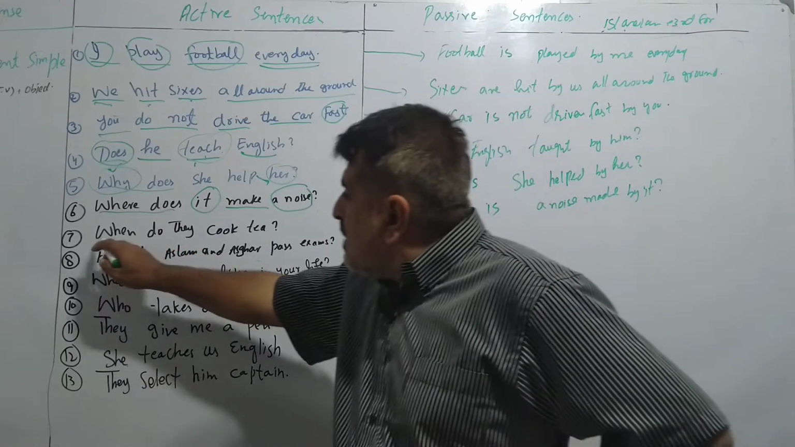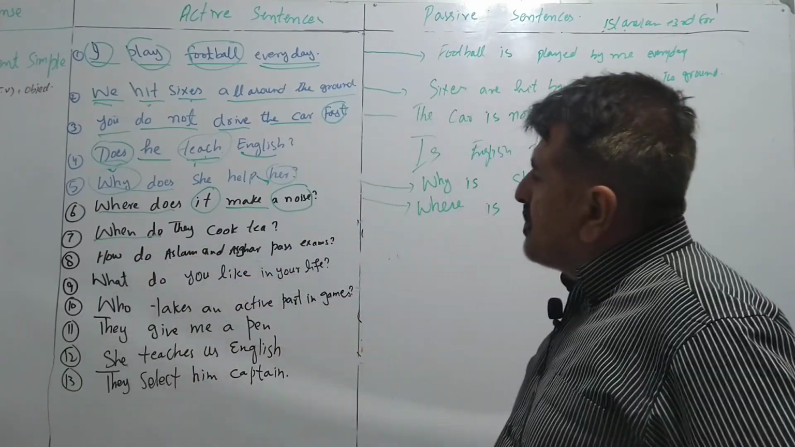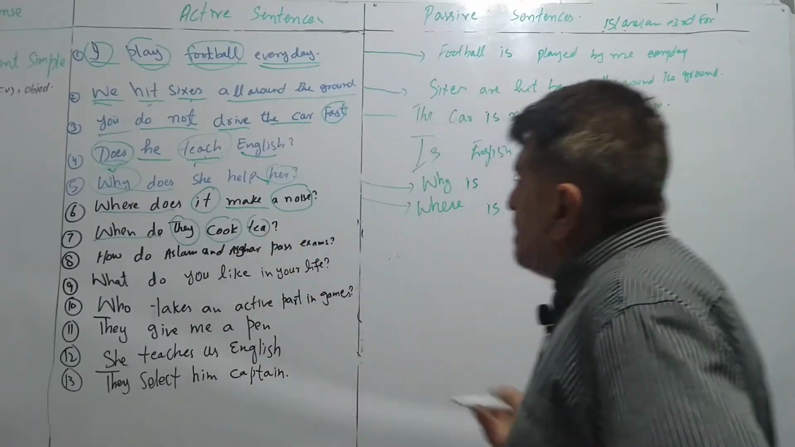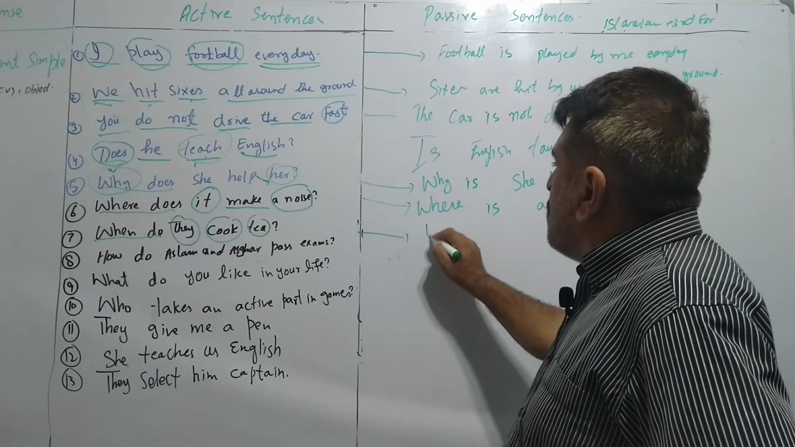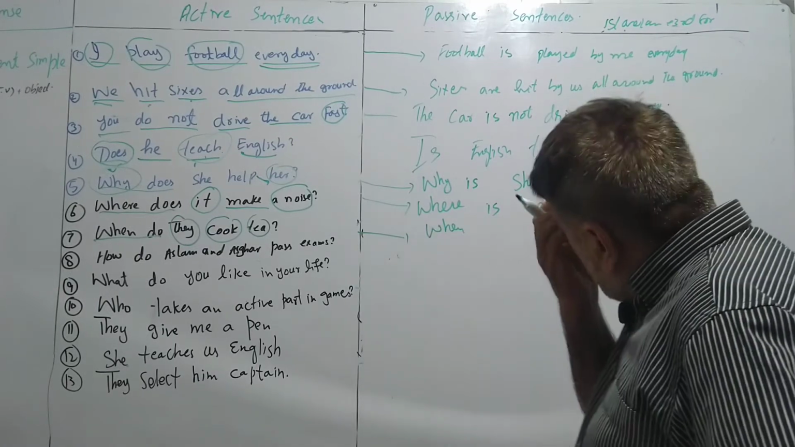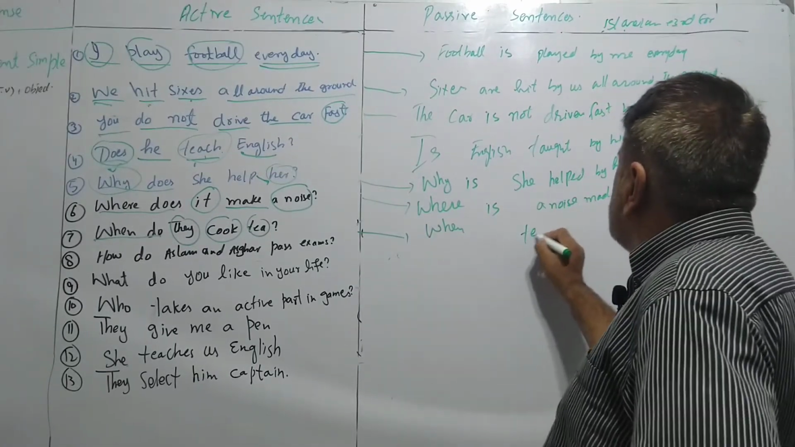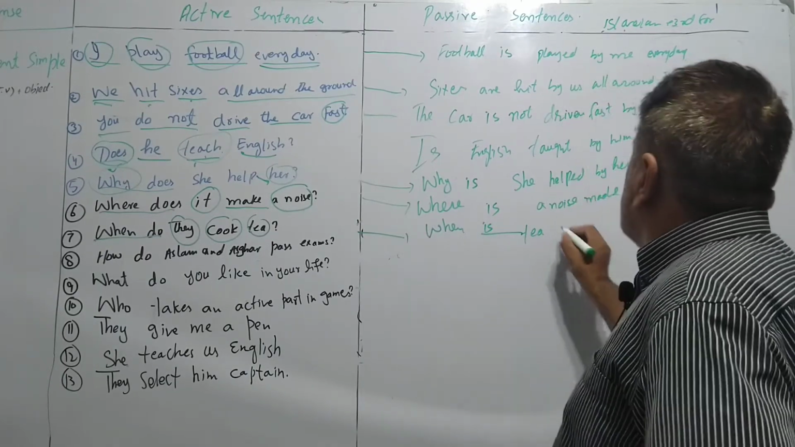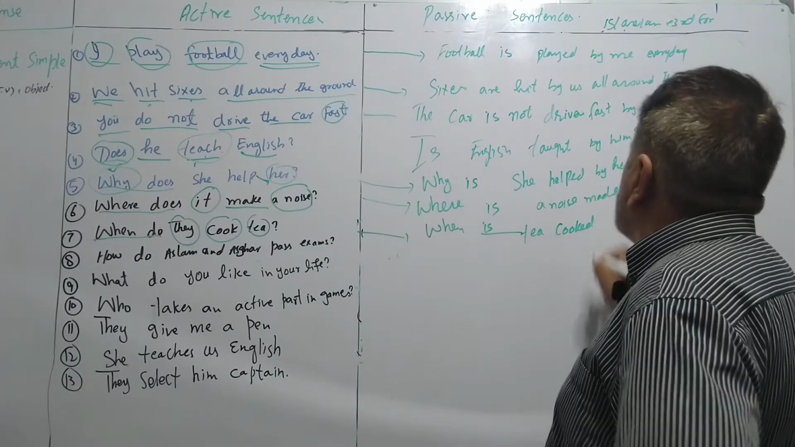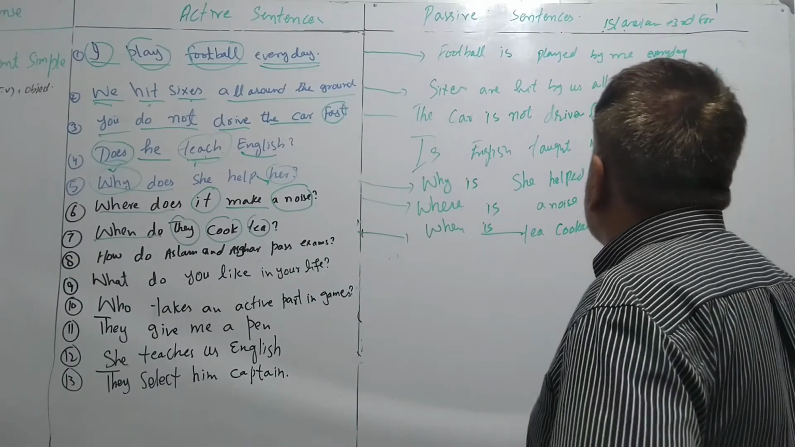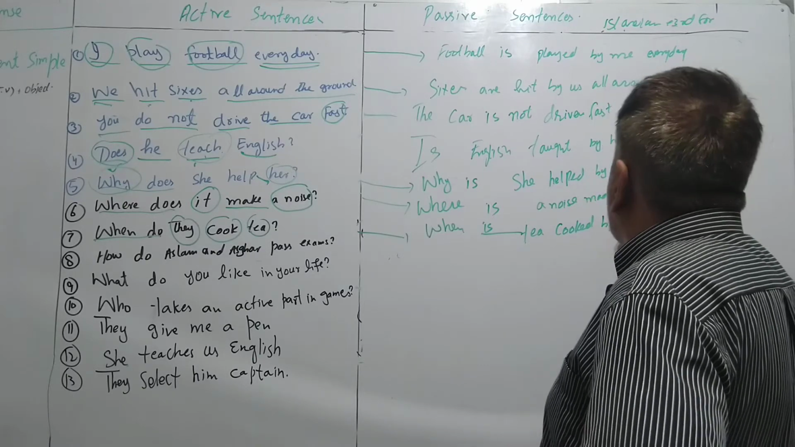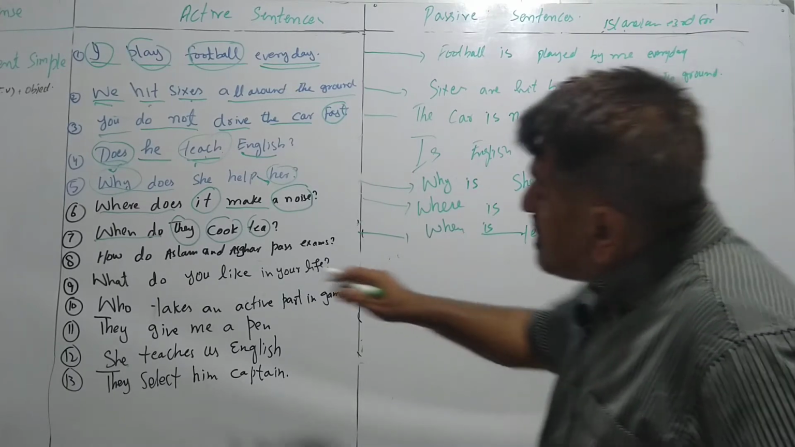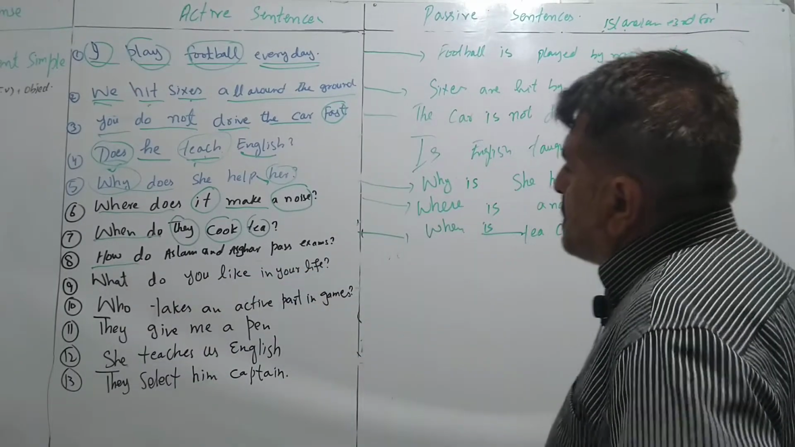The next one is the same. This is your WH question. Your subject is this one. This is your tense. This is your object. Write this one the same: when. Then tea is here. Before tea you should use is or am. Then your main verb should be after your subject. When is tea cooked by them? Sign of interrogation. Then another question. You should not be worried.